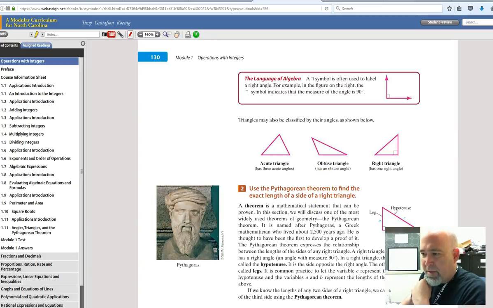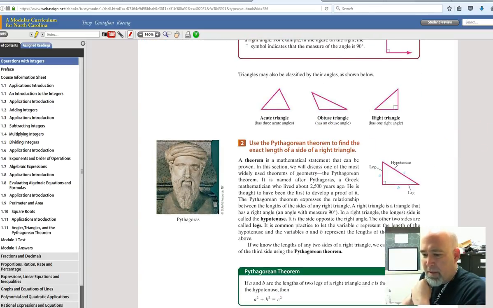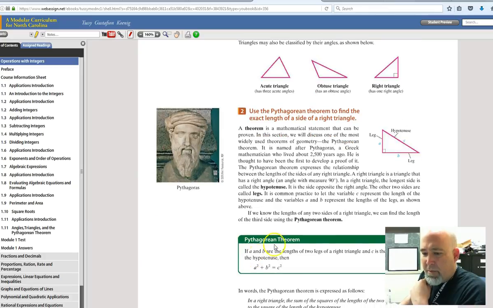And here it talks about the different pieces. And there's a good old Pythagorean theorem that Pythagoras gave us.